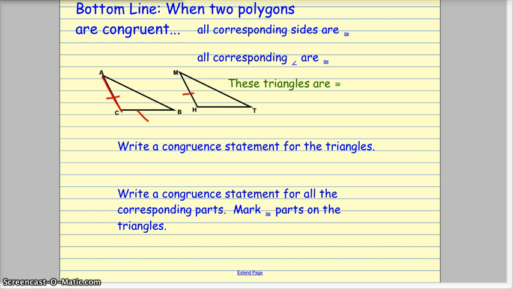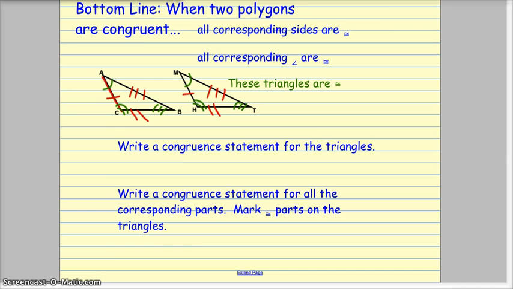That CB and TH have to be congruent, and I'm going to mark it with a double. That AB and MT have to be congruent. Same thing with angles. Corresponding angles need to be congruent. I'll mark them single, mark them double, mark it triple. The purpose of the alternate markings is so that you can understand which ones are the same. You don't necessarily want them all to be the same.